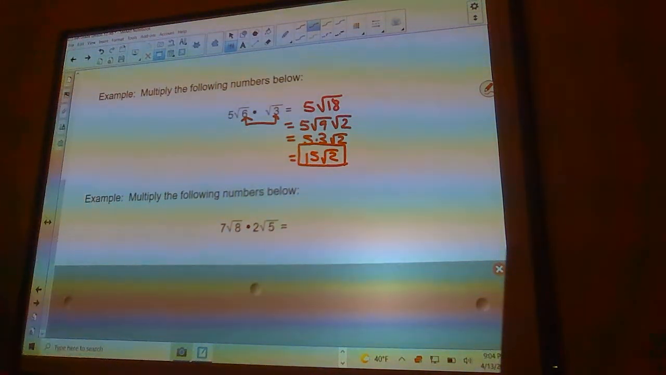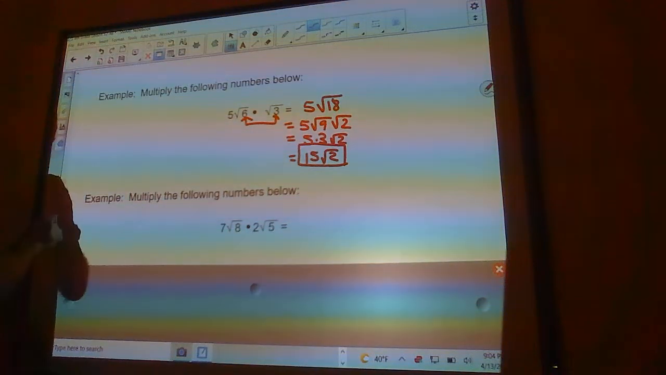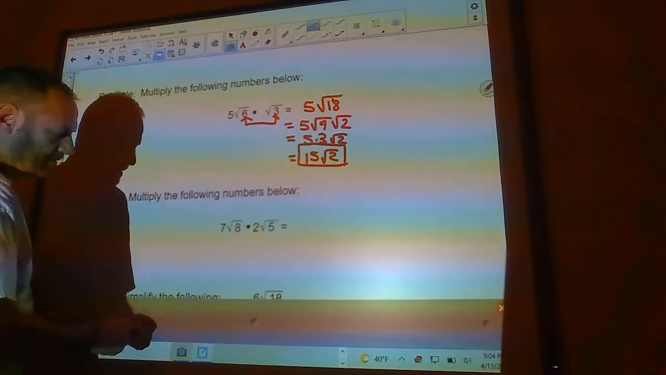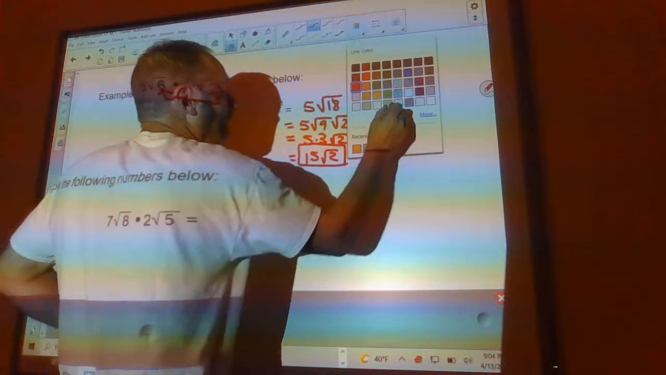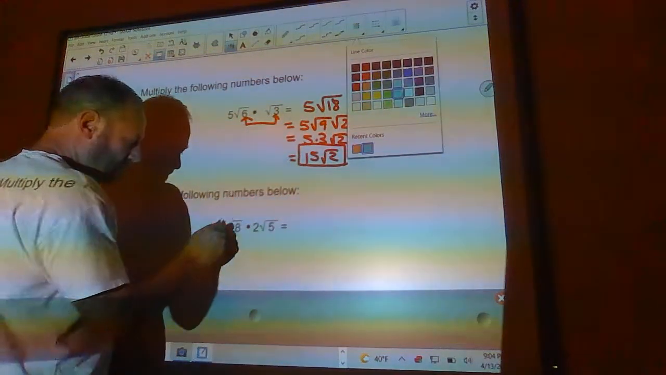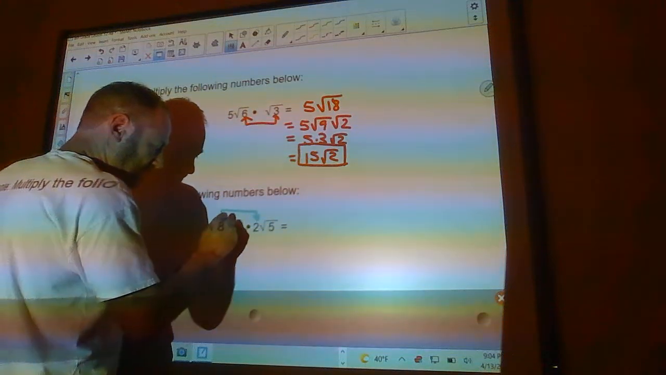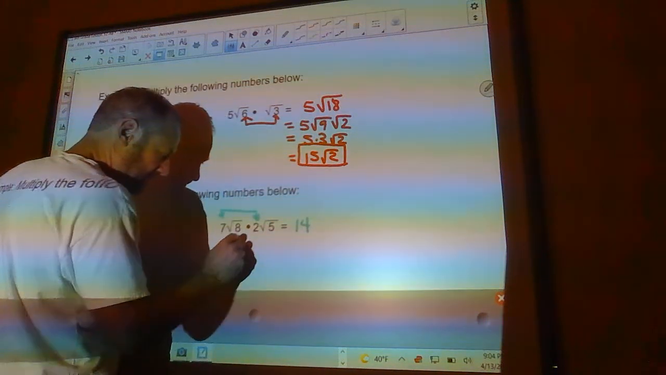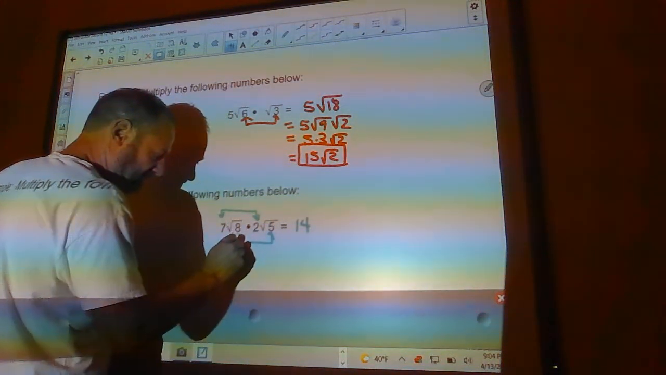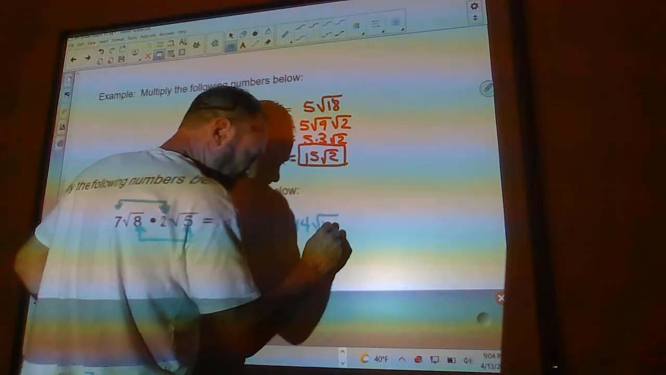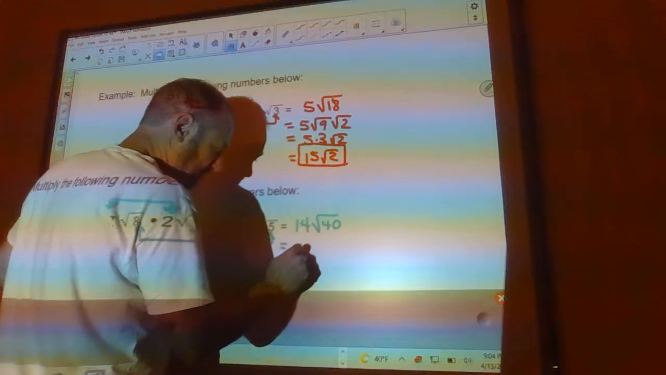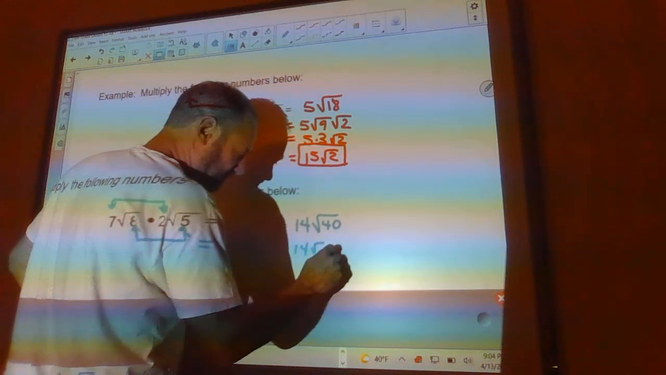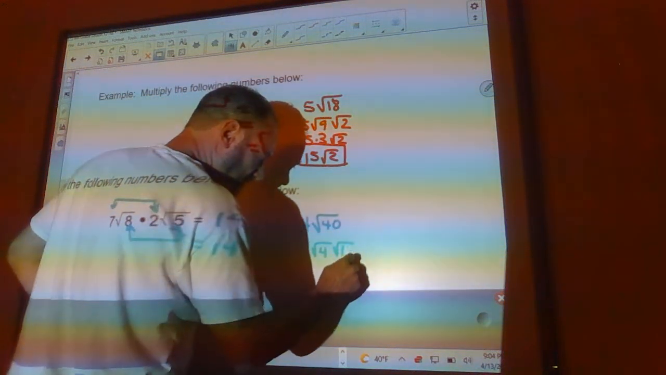Okay, why don't you pause this, give this one a stab, and see how you do. Okay, so on this one, we can go 7 times 2 is 14. And we can do square root of 8 times square root of 5 would be square root of 40. Now, 4 is a perfect square that will go into 40, so this is 14 times the square root of 4 times the square root of 10.